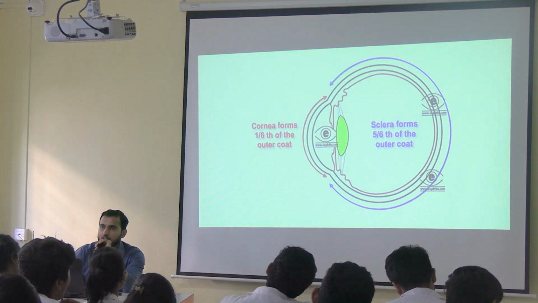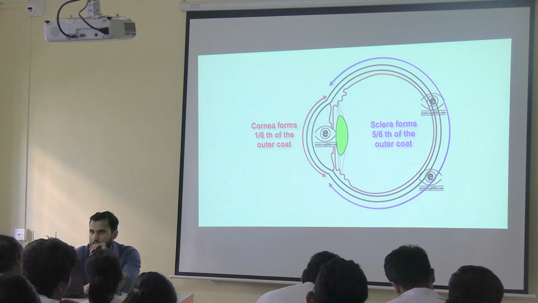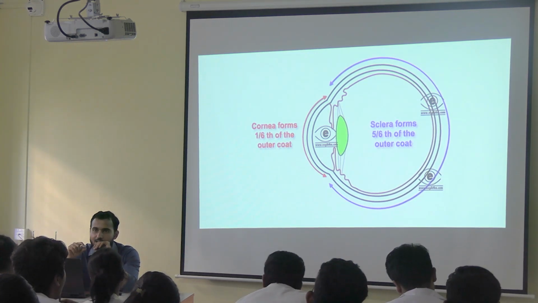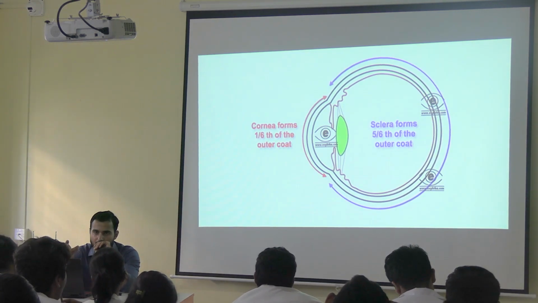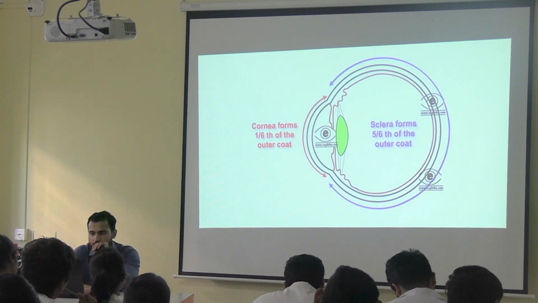So the sclera on the anterior aspect continues as the cornea. That means there will be a junction. एक जंक्शन होगा जहां से स्क्लेरा खत्म और कॉर्निया स्टार्ट होगा, right? That is called the sclerocorneal junction.